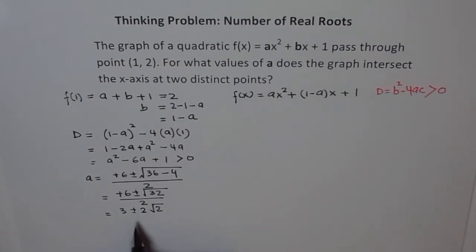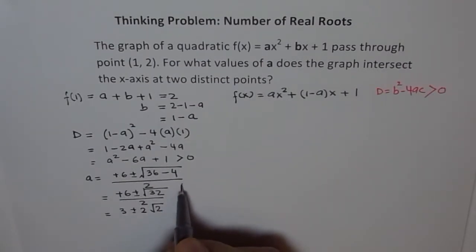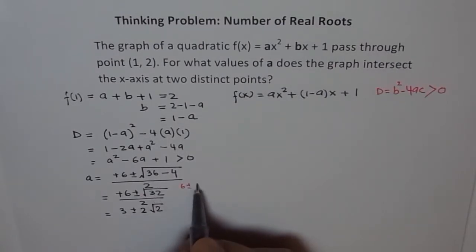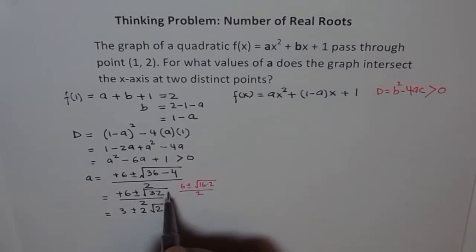Well, I did too many steps here. Anyway, let me just simplify this here for you. So what I'm doing with the radical sign is, first let me write this again. I'm writing 6 plus minus the radical of 16 times 2, okay? And then divide by 2. Is it okay? This is this equation.